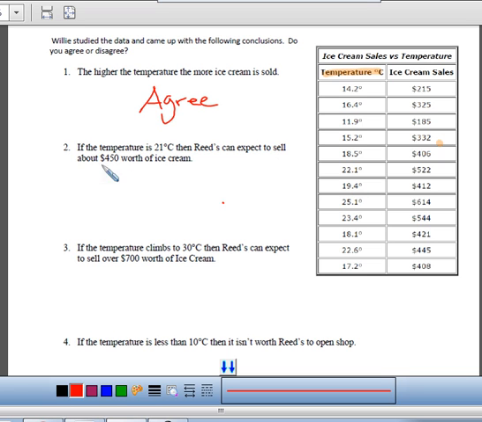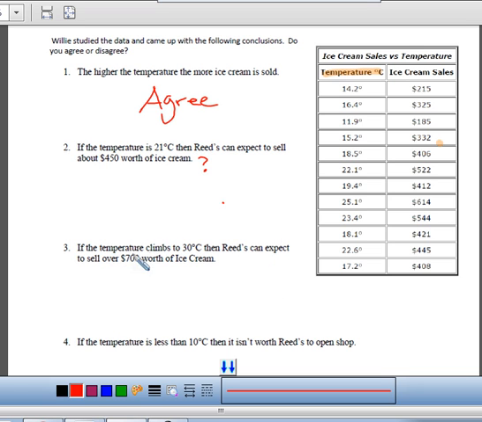If the temperature is 21 degrees Celsius, then Reed's can expect to sell about $450 worth of ice cream. Well, when I look at the table, there are no values that are 21 degrees Celsius. There's a 22.1, and that's $522. There's a 19.4, that's $412. So maybe, but we can't tell for sure just by looking at the table.